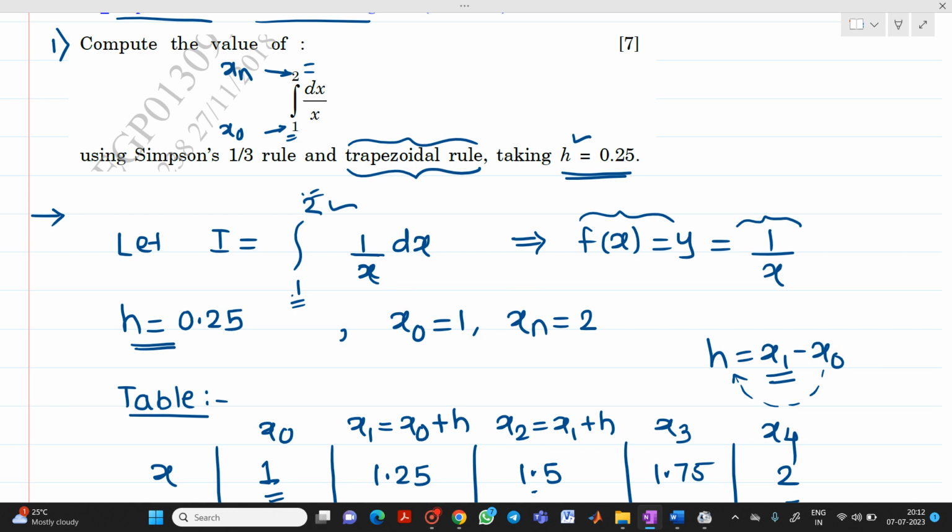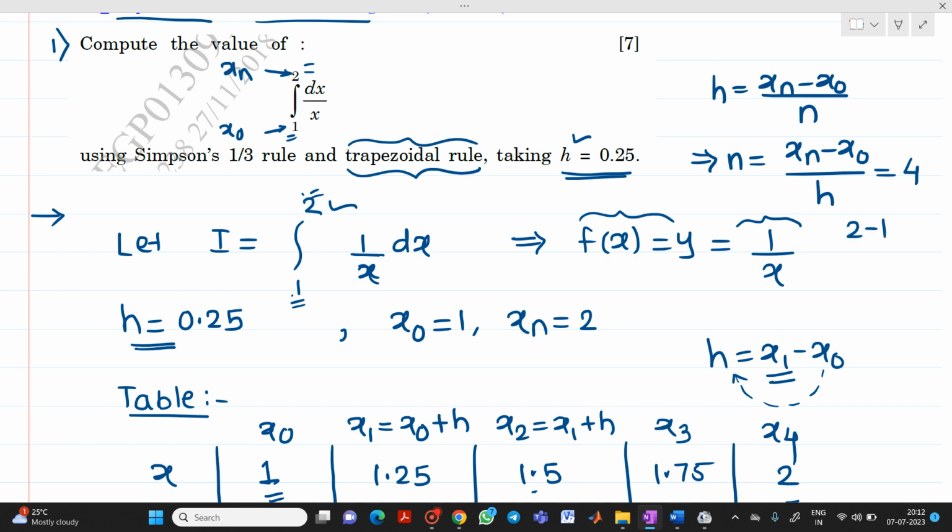So we know how to find the value of n. We know h is equal to xn minus x0 divided by n. So from that, n will be equal to xn minus x0 divided by h. If you calculate, xn is 2, so 2 minus 1 divided by 0.25. If you do it, you will get the answer 4, which means we will have 4 intervals in the table.